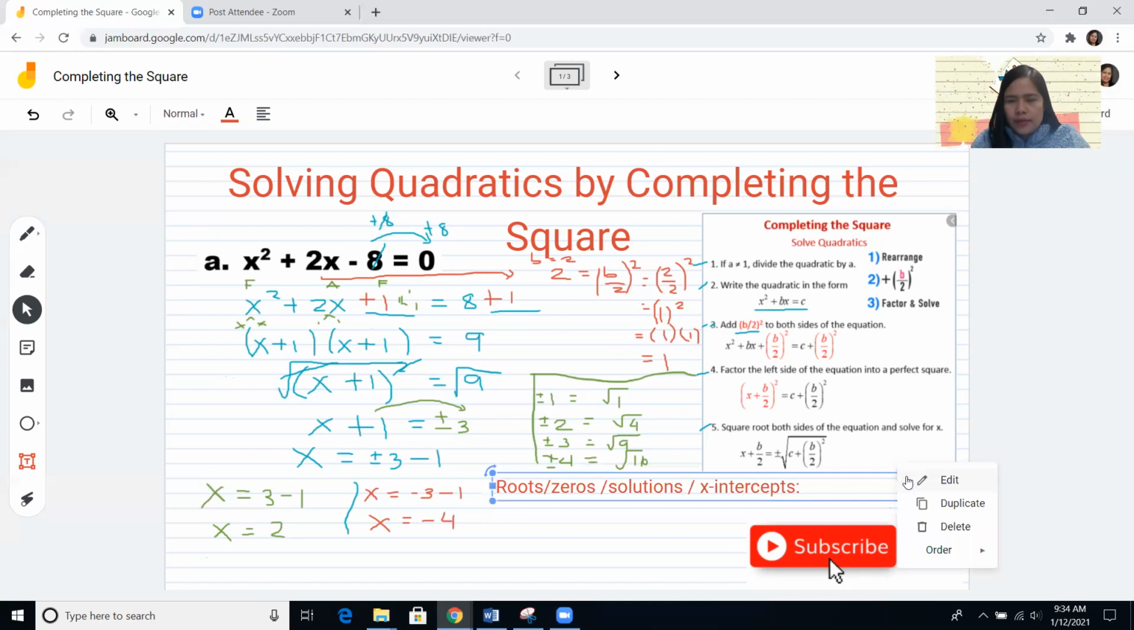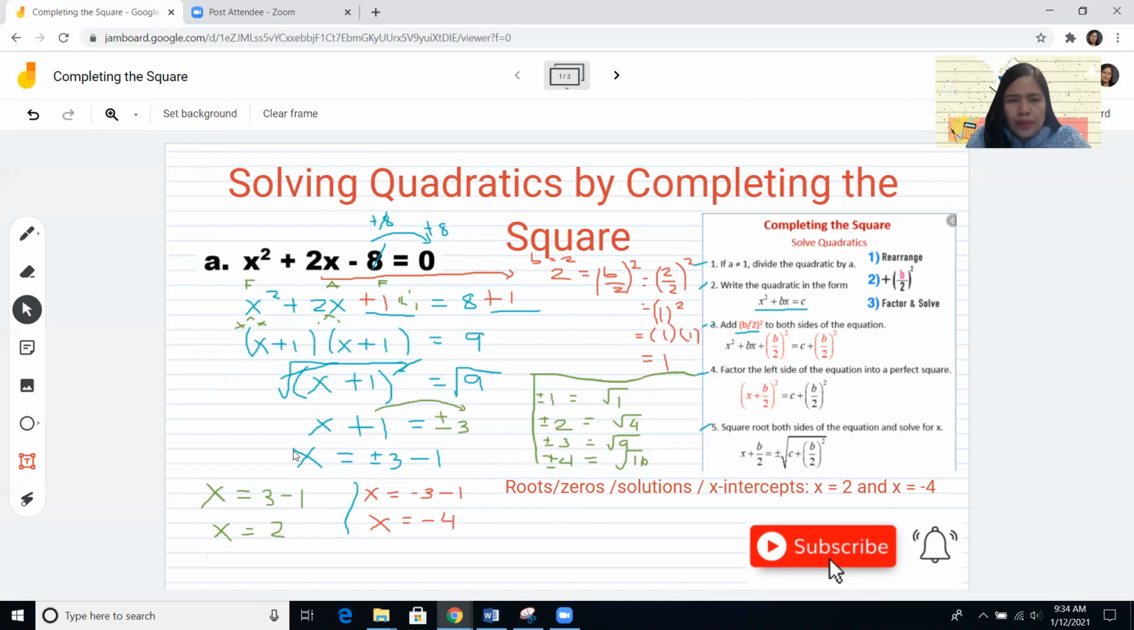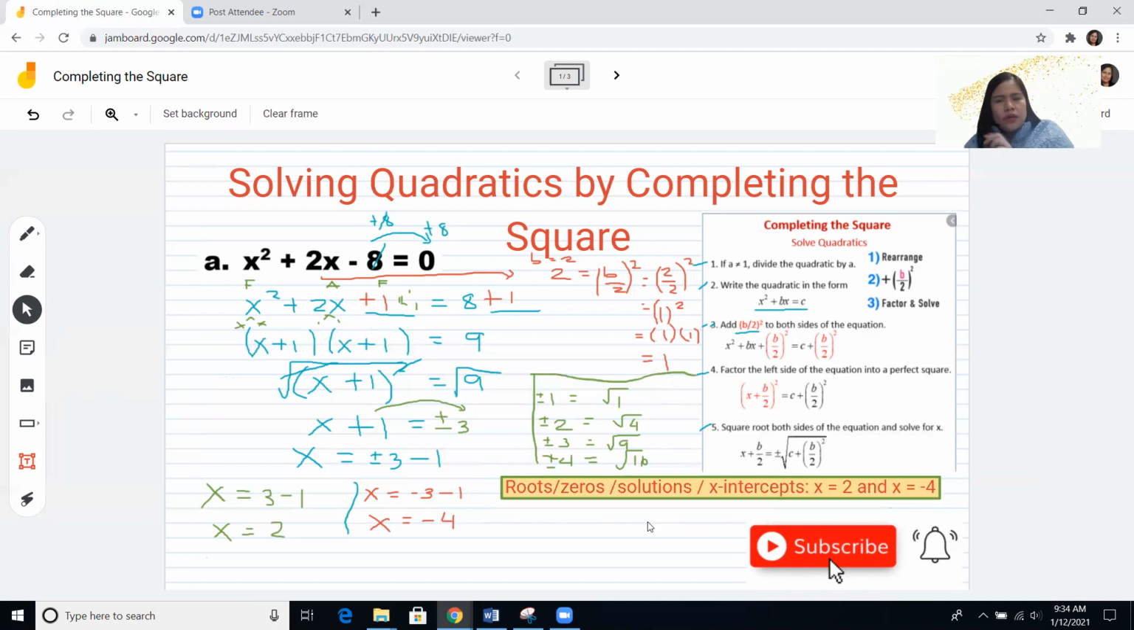The answer is, you may write your answer in the form of x is equal to 2 and x is equal to negative 4. Okay, you may also write your answer in different format. Let me just highlight this one first. Then let us highlight the box so that you can see those answers correctly. There you go. So those are the roots. We may also write your answers in different format, like x is equal to. So it's up to you, or it depends sometimes on the questions, especially if the given is multiple choice. So the answer is positive 2 and negative 4.